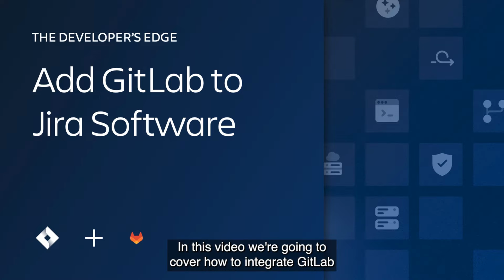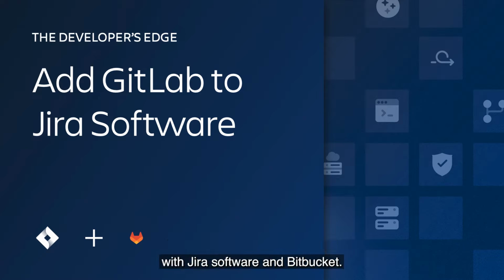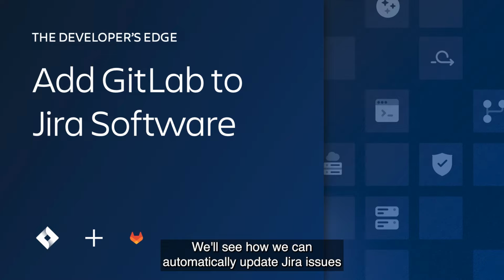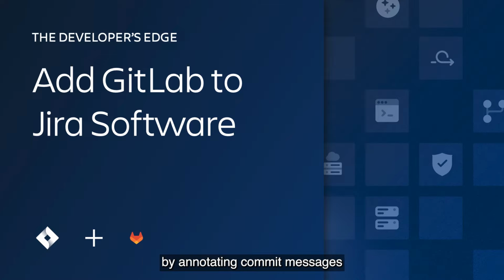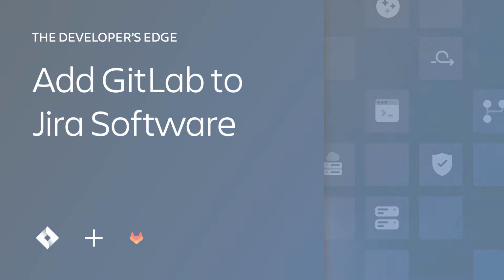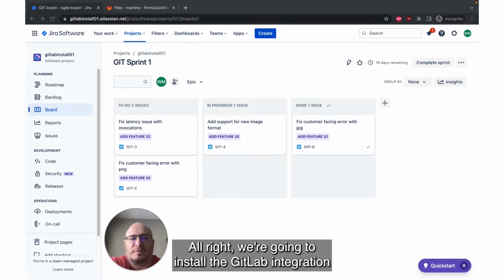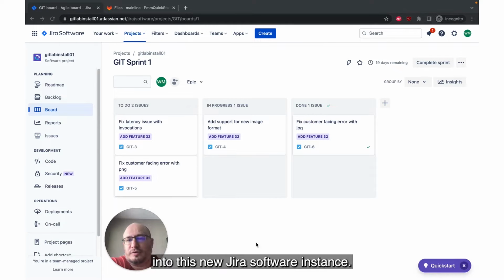Hello there. In this video, we're going to cover how to integrate GitLab with Jira Software and Bitbucket. We'll see how we can automatically update Jira issues by annotating commit messages and branch names with Jira issue IDs. All right, we're going to install the GitLab integration to this new Jira Software instance.